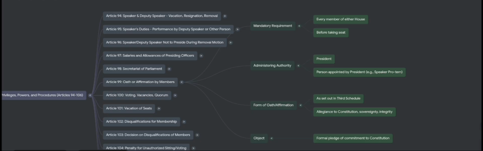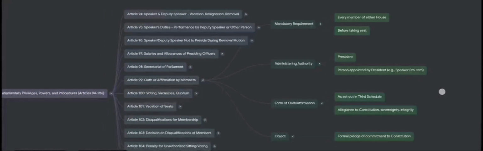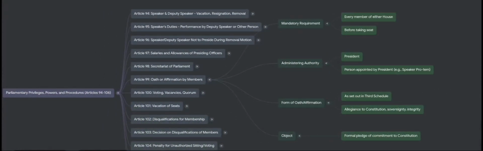Who actually administers this oath? Is it always the president? Yeah. It's administered by the president or by someone appointed by the president for that purpose. For new Lok Sabha members after an election, this duty typically falls to the Speaker pro tem, that temporary speaker we discussed earlier, who's appointed specifically for this and overseeing the speaker's election. For Rajya Sabha members who are elected at different times, it's usually the chairman, who's the vice president of India, or, again, a person appointed by the president.